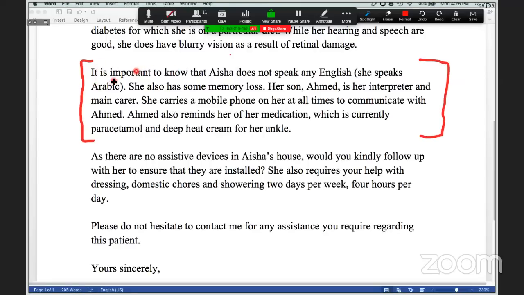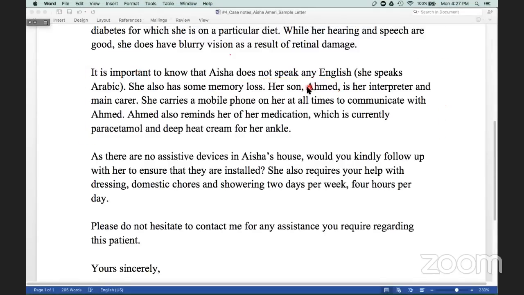Right, so what have I done? I've put, okay, she doesn't speak English. I've put that case note in here. And she has memory loss, which is kind of related. In other words, it's going to be difficult for Sharon to communicate with Aisha. Then I've introduced Ahmed. Let me start a new one here.